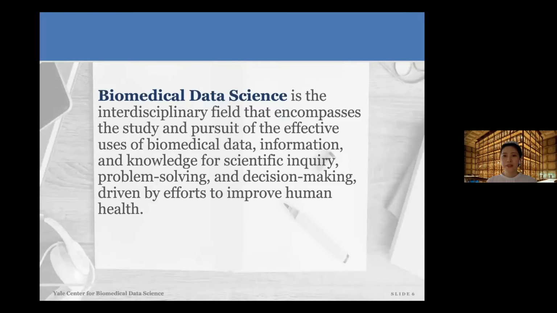I'm pretty sure everyone is quite familiar with the different aspects of data science: data storage, data management, analysis, and all these areas. In particular, biomedical data science is a sub-area of data science, and it's an interdisciplinary field that encompasses how we leverage biomedical data, information, and knowledge for better decision-making and problem solving. And the ultimate goal is to improve human health and well-being.